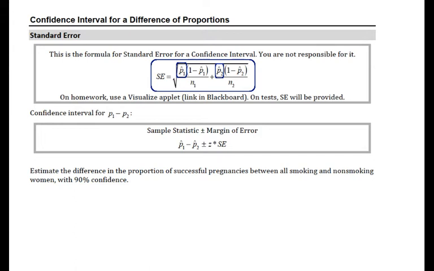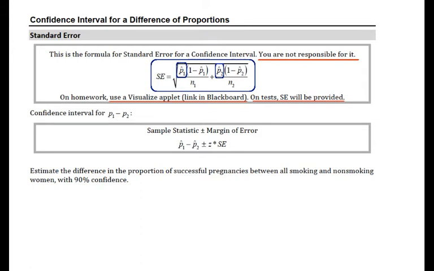But we are not responsible for it. We can use a Visualize applet with the link in Blackboard on homework, and on tests the standard error will be provided. So we will see how we use that Visualize applet as we get into this next example.